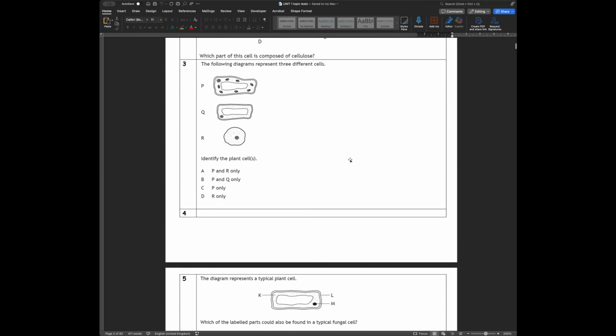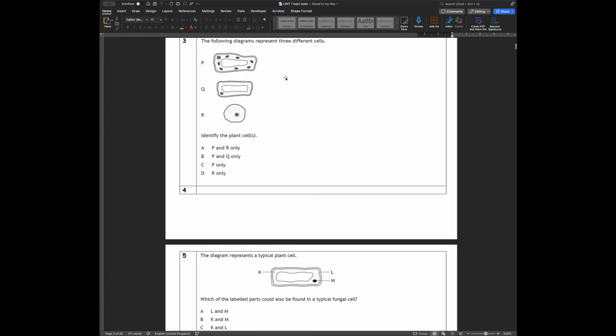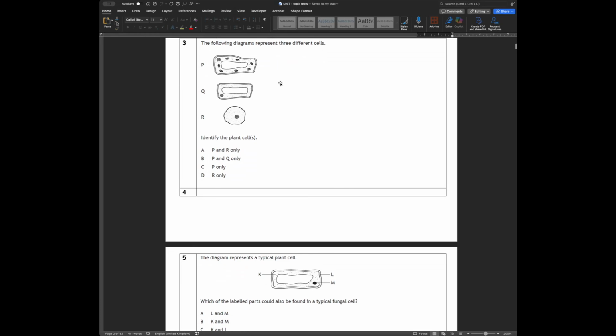Okay, number 3. Which of the following diagrams represent 3 different cells, P, Q, and R? We have to identify the plant cell or cells here. Okay, so pause the video and see what you come up with, and hopefully you had a chance to answer that there. Now, P, I think we can see that P is probably going to be a plant cell based on the vacuole and the chloroplasts and the cell wall that we can see there.